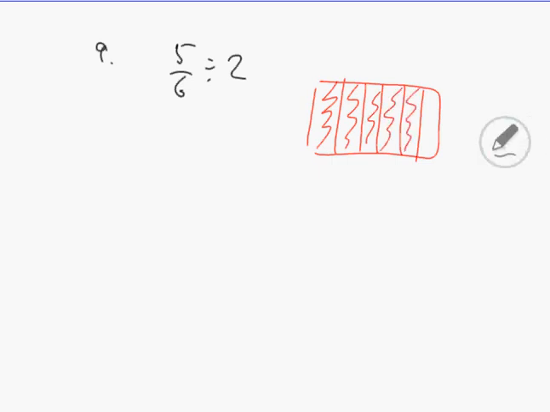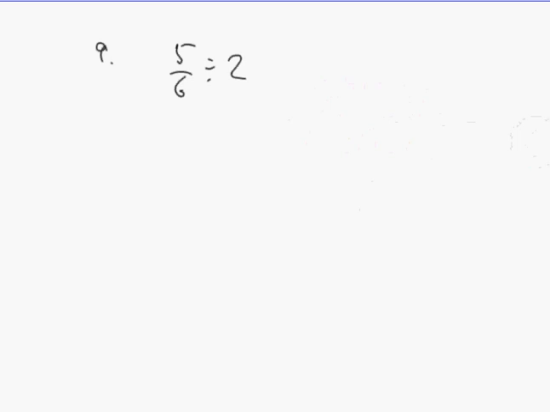If I had to divide this in 2 and keep this part, I would no longer have sixths, I would have 12ths, and I would have 5/12. So from a modeling perspective, I would get 5/12. But what we probably should be doing is using our algorithm, which is much easier.